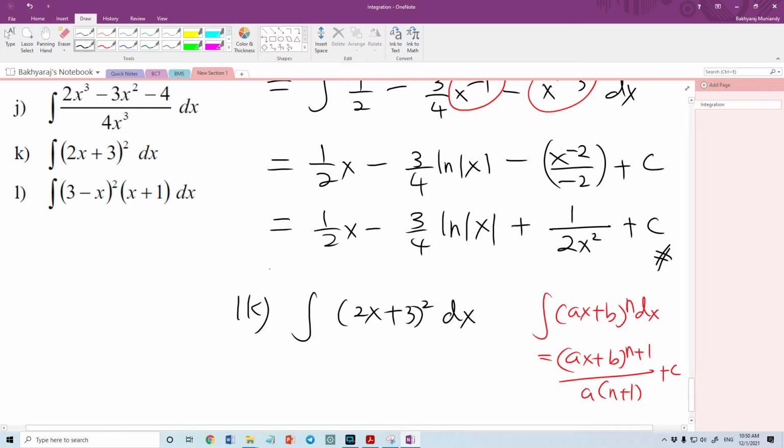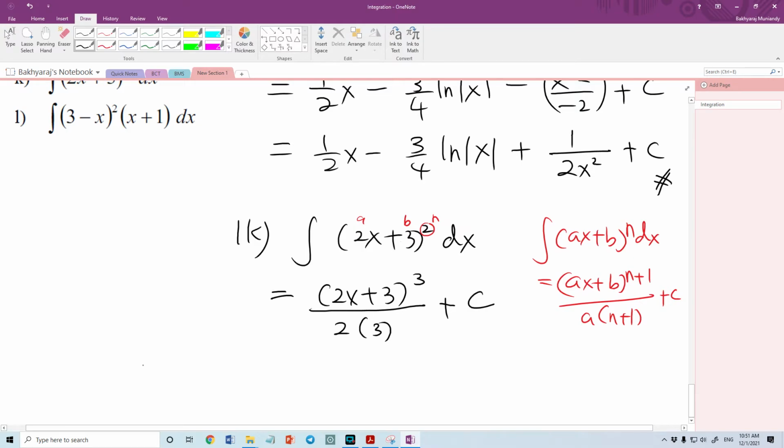Okay, so I'm going to apply this formula. When I look at here, this is my a, this is my b, and this is my n. So a is 2, b is 3, n is 2. So I get equal 2x plus 3 power of 2 plus 1, which means 3, divided by a, which is 2, times 3, because n plus 1 is 2 plus 1 is 3, so I get 2 times 3 plus c.